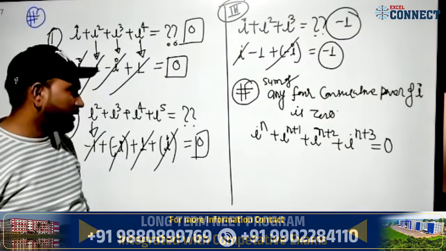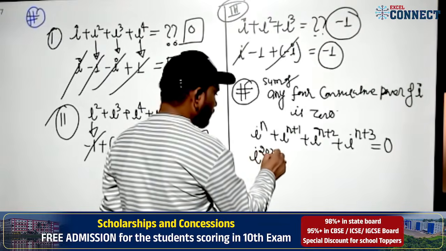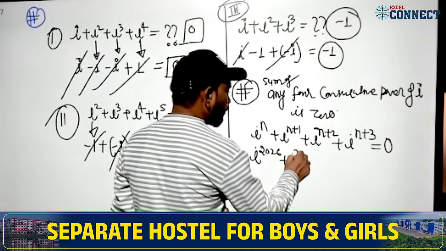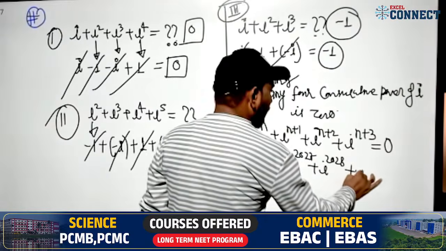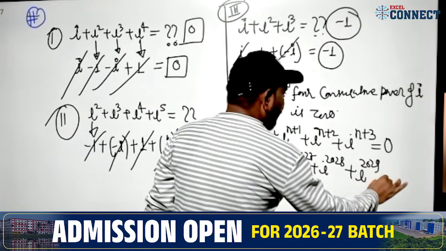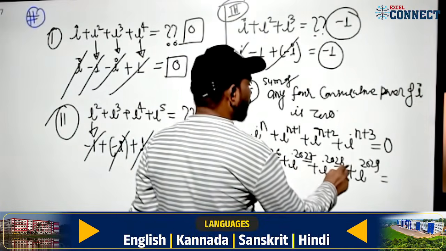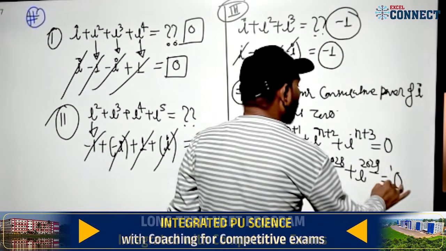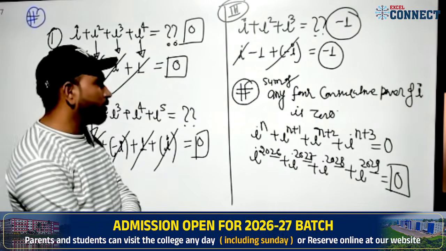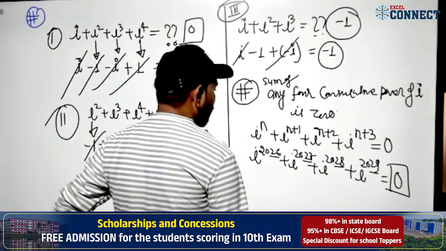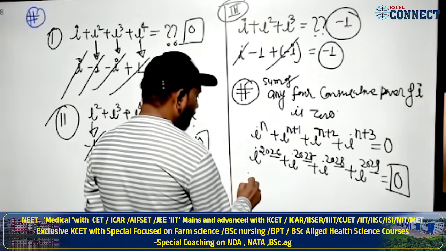If I say i to the power, currently running 2026, okay, this plus i to the power 2027 plus iota power 2028 plus iota power 2029, what is the value of this? Yes, it is 4 consecutive powers: 26, 27, 28, 29. So the value is 0.